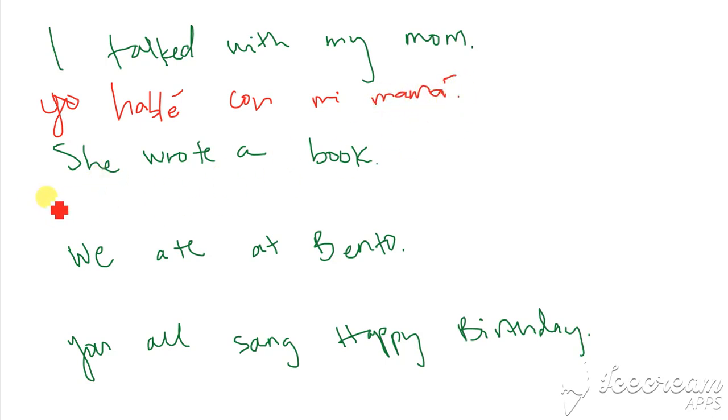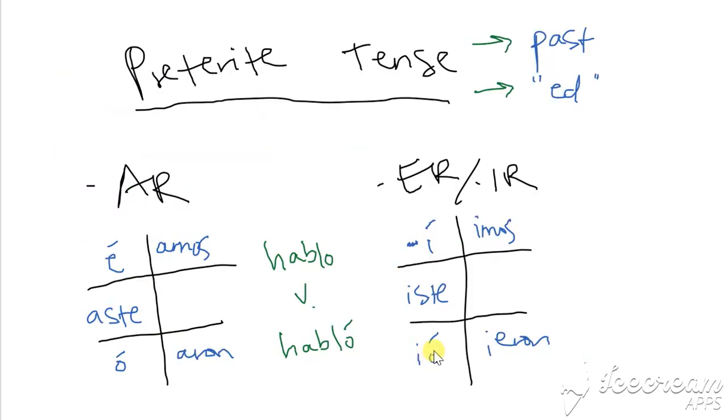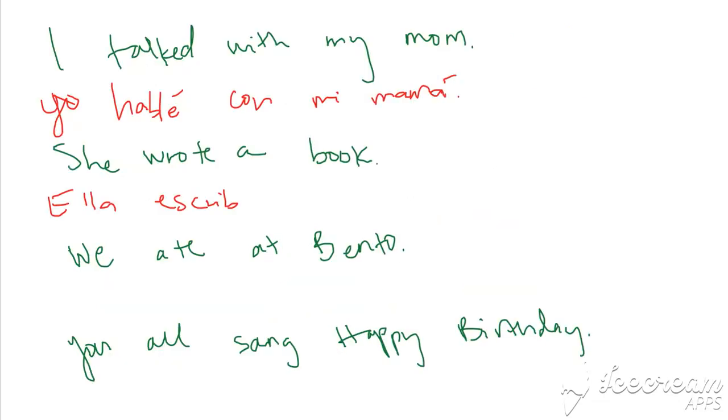She wrote a book. Ella, to write, is escribir. We're going to take off the IR and add this ending because it's él, ella, usted. So ella escribió un libro.